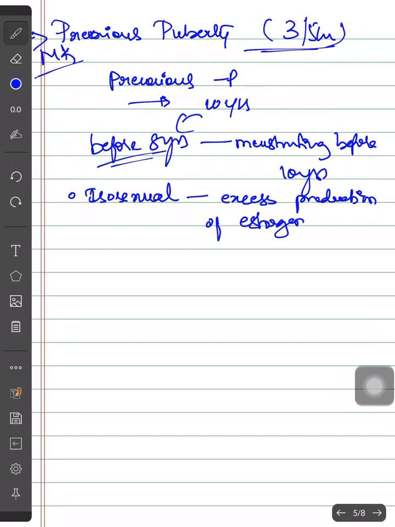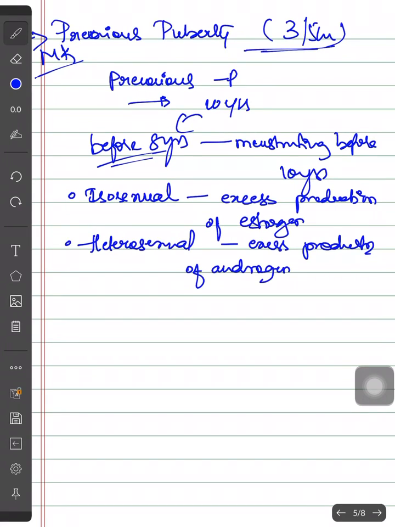So in isosexual we see it is due to excess production of estrogen, and in heterosexual it is due to excess production of androgen, which is from ovary and adrenal neoplasm. Only in those disorders will you see cases of excessive production of androgen. Okay, so there are two things that happen: isosexual and heterosexual.